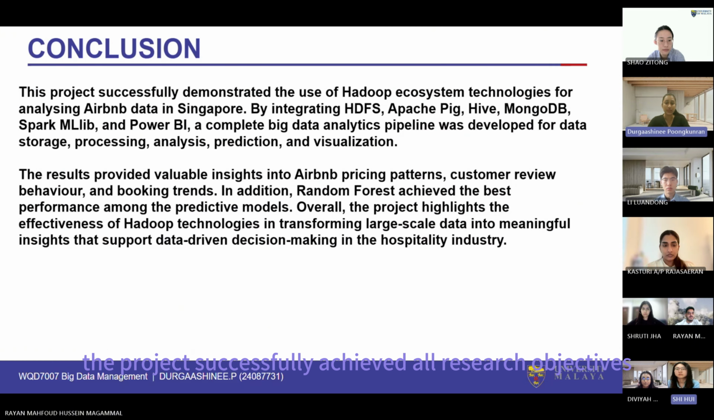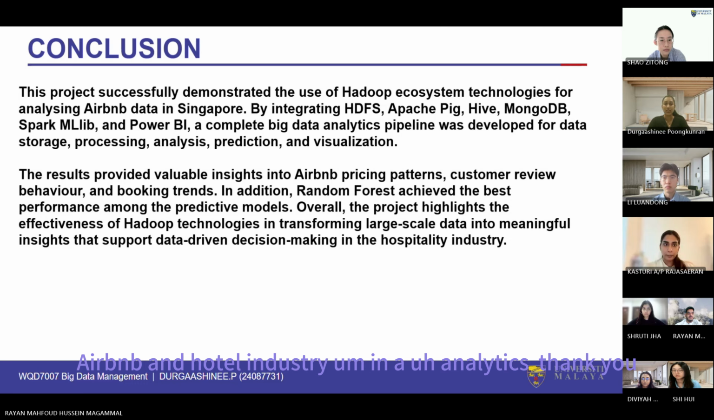In conclusion, the project successfully achieved all research objectives. We analyzed Airbnb pricing and customer review trends, developed predictive models, and built a complete big data pipeline using Hadoop ecosystem technology. The result shows that combining multiple tools provides a scalable and effective solution for Airbnb and hotel industry analytics. Thank you.